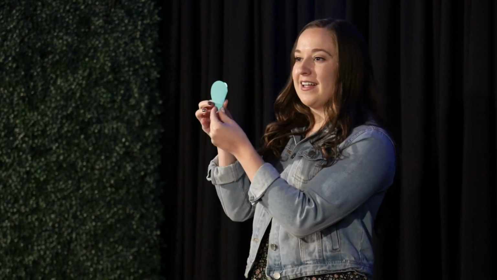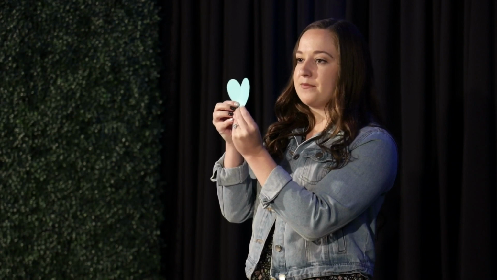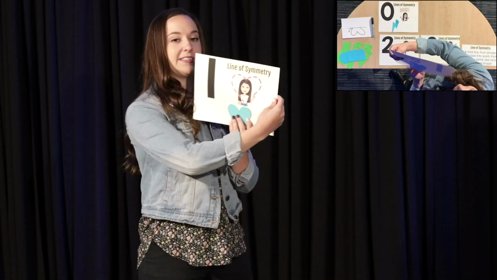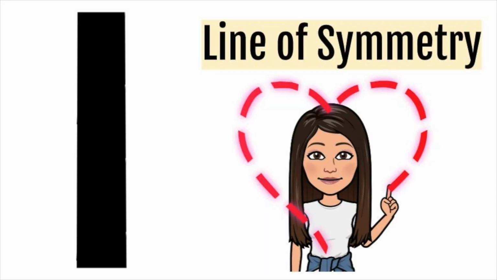However, when you look at this heart, you notice that there is exactly 1 line of symmetry, vertically down the center. If we were to fold the heart in half, we would notice that we get 2 parts that are the same size and the same shape. However, if you were to try to fold it horizontally, you would not get matching parts. Therefore, it only has 1 line of symmetry. So we're going to categorize it here into 1 line of symmetry.